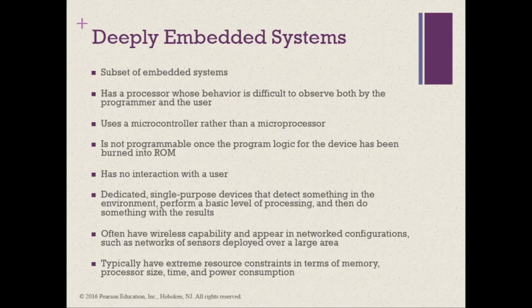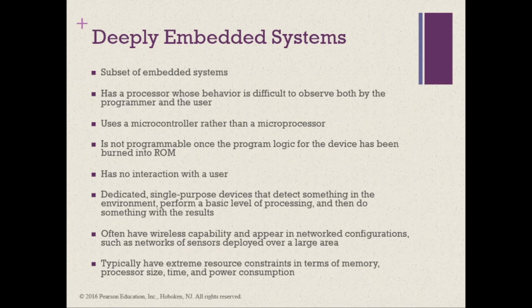Okay, next we have, as already mentioned, the deeply embedded systems. We have in this section defined the concept of an embedded system. A subset of embedded systems, and a quite numerous subset, is referred to as deeply embedded systems. Although this term is widely used in the technical and commercial literature, if you search the internet, you will search in vain for a straightforward definition. Generally, we can say that a deeply embedded system has a processor whose behavior is difficult to observe both by the programmer and the user.